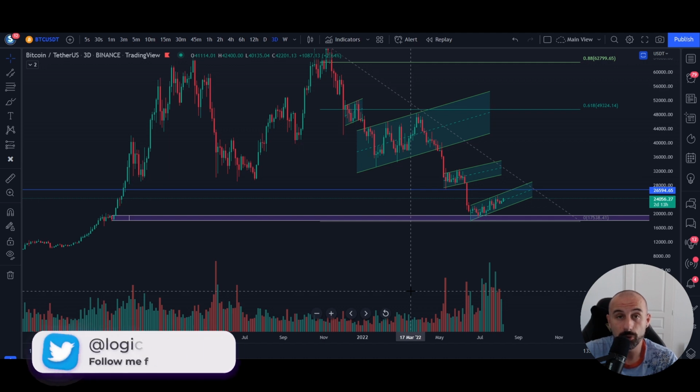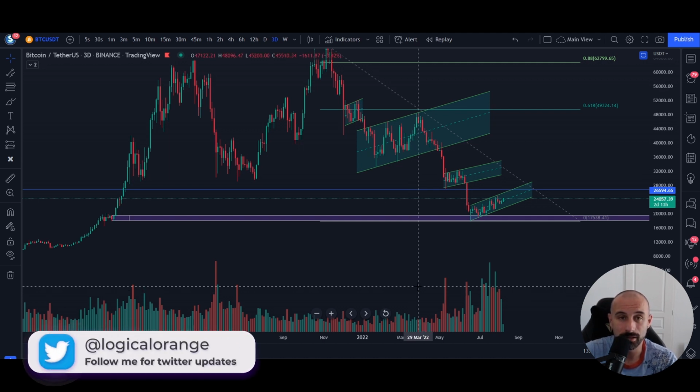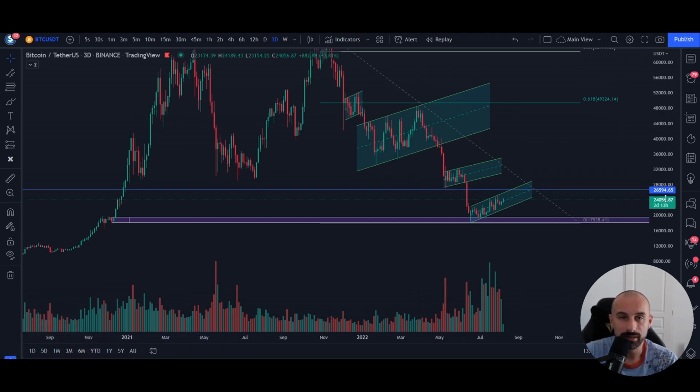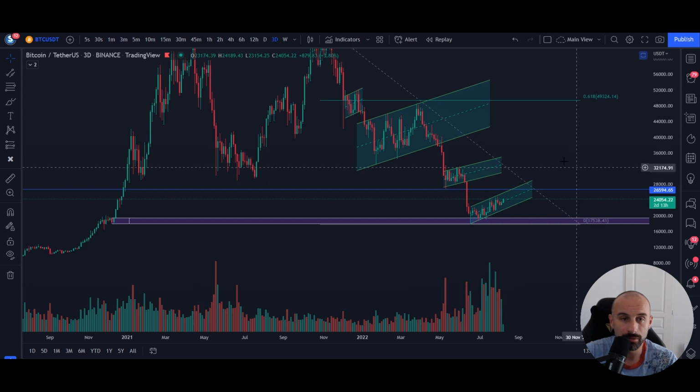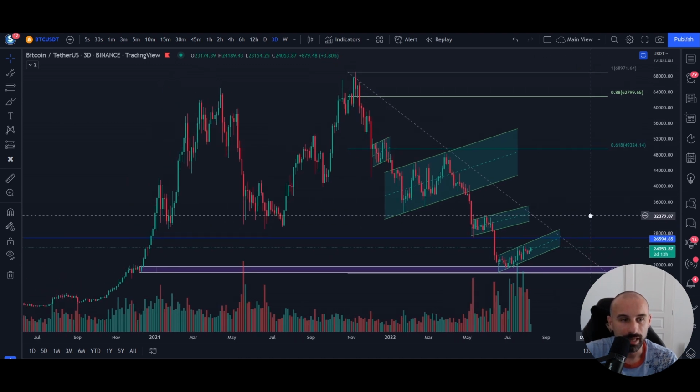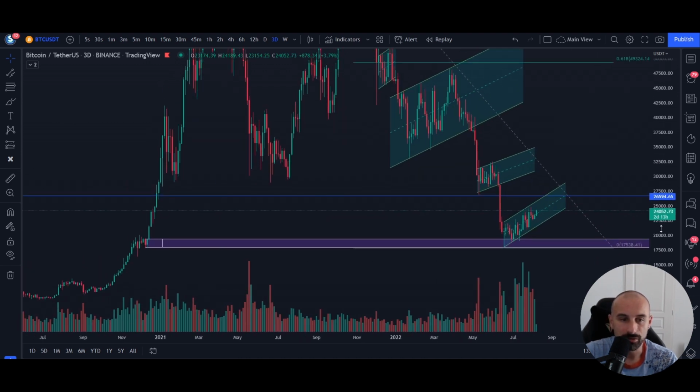I'm Logical Orange, and today we are going to talk about the daily chart, the 3-day chart on Bitcoin, the cryptocurrency market in general, and how it is affected by the euro-dollar market also. And well, let's go on with it. I'm here on the 3-day chart, and there are several things I want to show you.